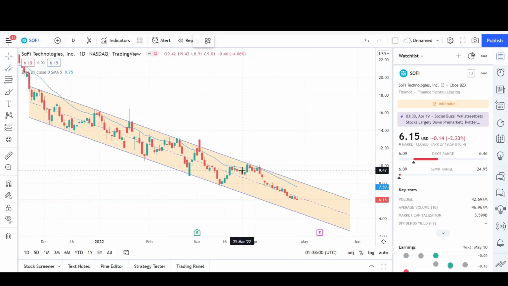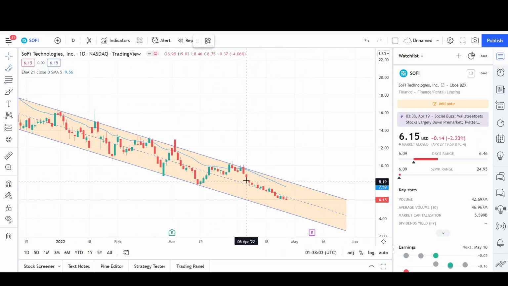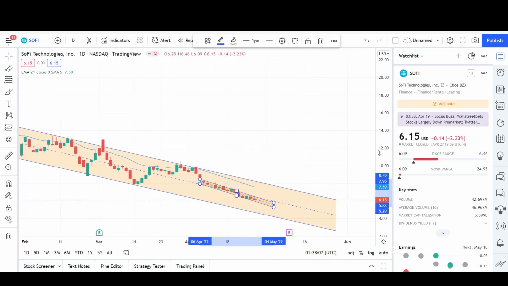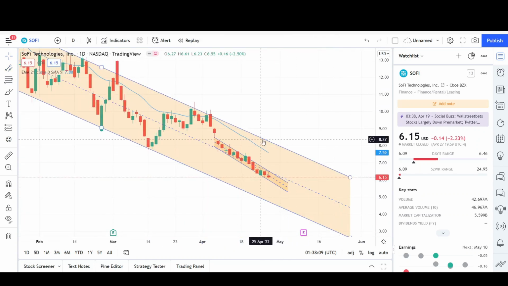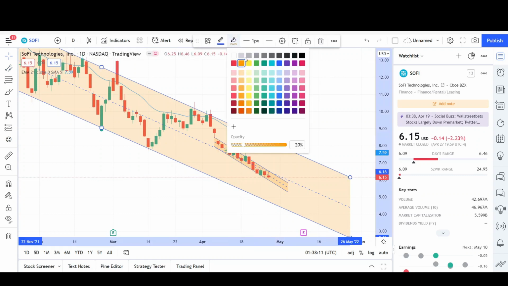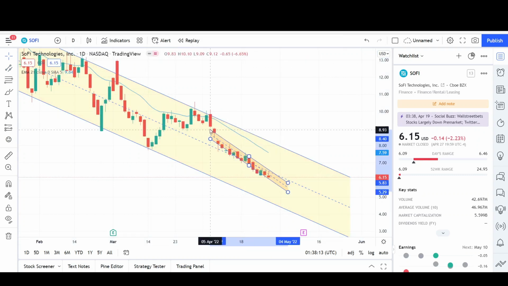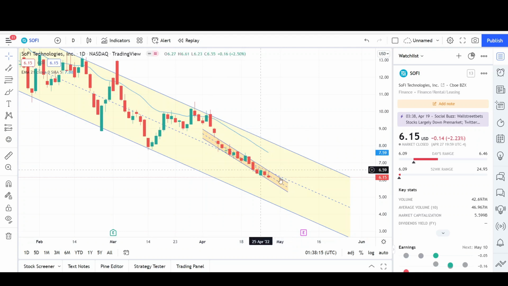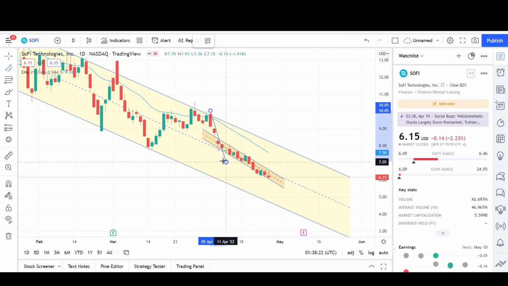So we have this big orange channel working lower, and also we have this micro channel that prices are also inside of, working lower. If I zoom in on the chart, let's make the big channel yellow, and let's make the micro channel orange. So you can see that this is also a spike in channel working lower. So we had a spike down.